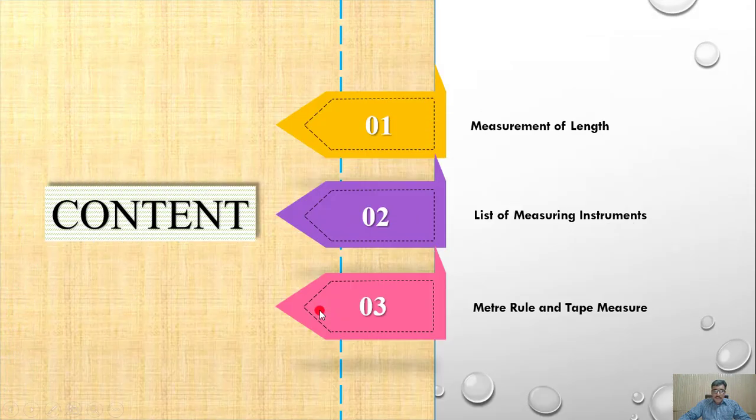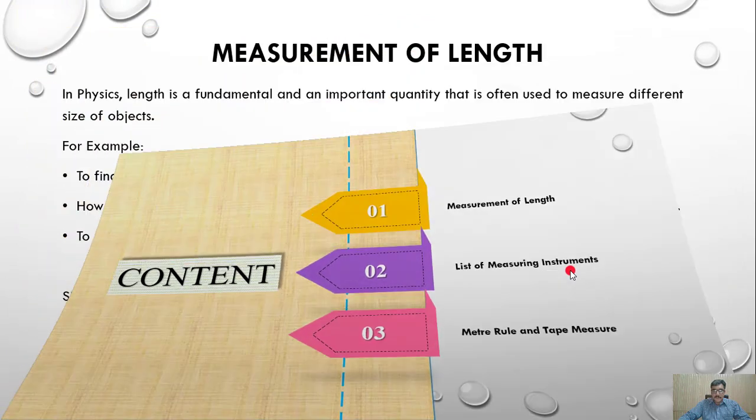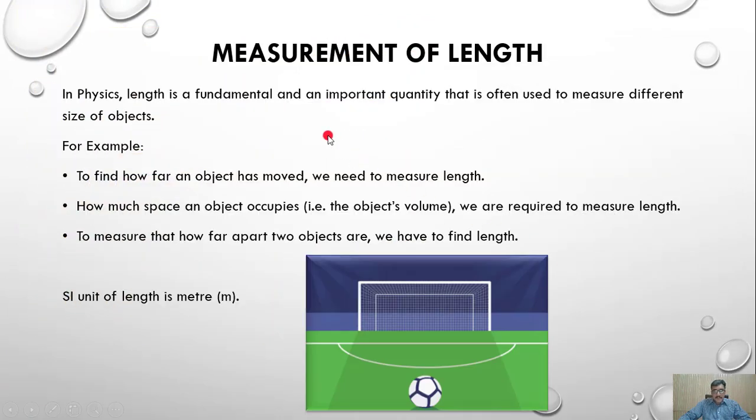So to cover those learning outcomes, the content which I am going to cover in this lesson is measurement of length, list of measuring instruments, meter rule, and tape measure. So let's see measurement of length. In physics, length is a fundamental and an important quantity that is often used to measure different sizes of objects. For example, to find how far an object has moved, we need to measure length.